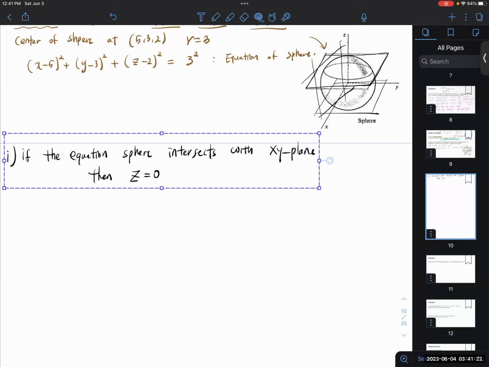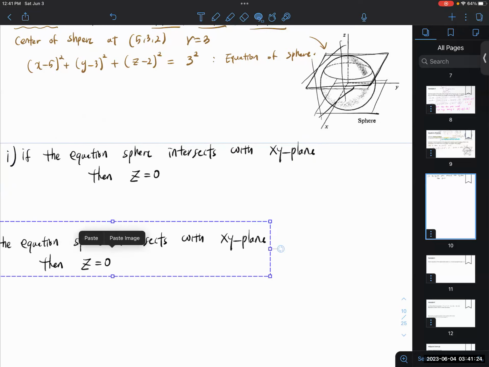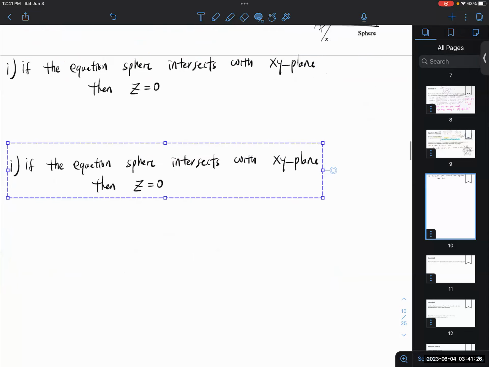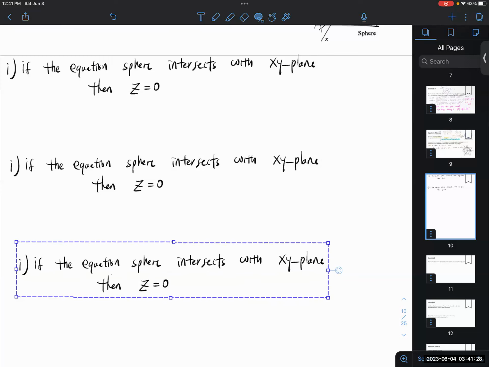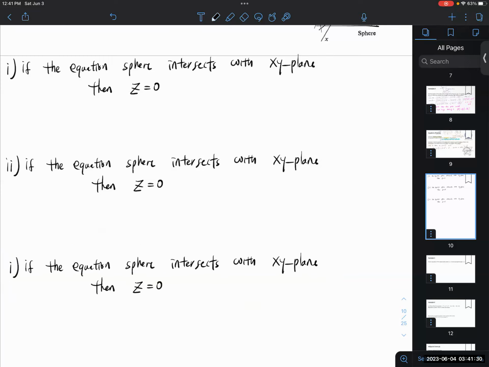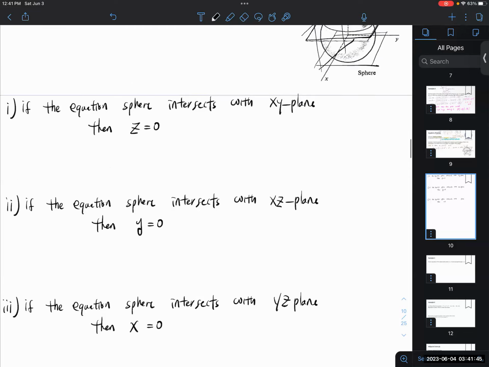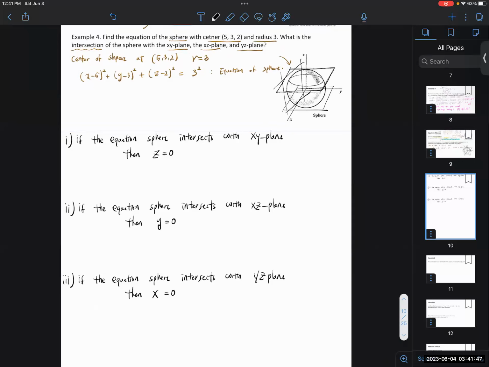I'm going to copy and paste because we have 3 scenarios. So the second one, third one, and then I'm going to change the number. One is XY, second one is XZ, so the Y will be 0. And the last one, YZ, X will be 0. So if we have 3 cases, what happens?